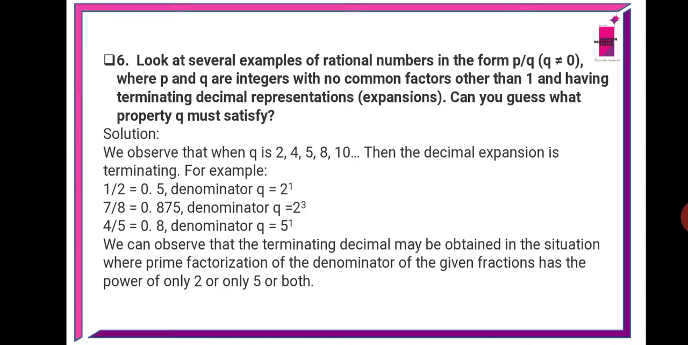For example, 1 by 2, you got 0.5. 7 by 8, you got 0.875. 4 by 5, you got 0.8. When the denominators are of the form 2 power n or 5 power m or both 2 power n and 5 power m, then the decimal expansion will terminate. We can observe that a terminating decimal is obtained when the prime factorization of the denominator of the given fraction has the power of only 2, or only 5, or both.